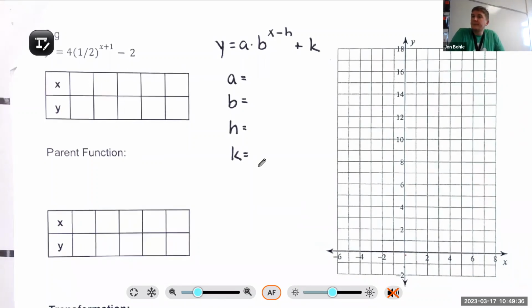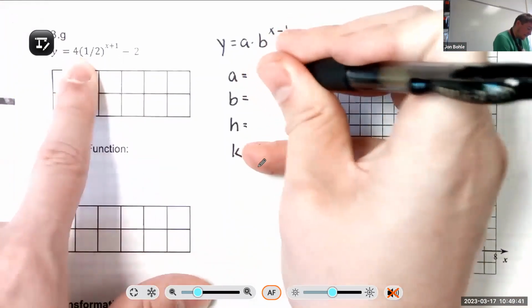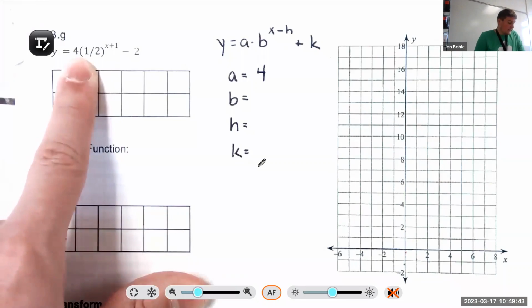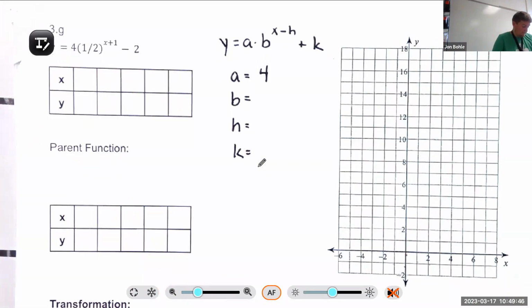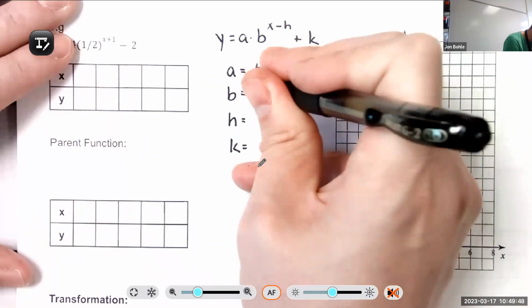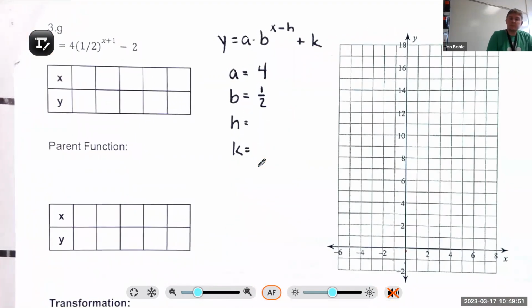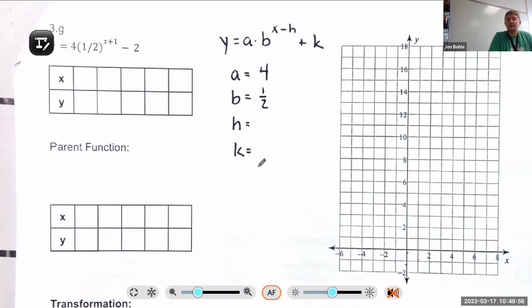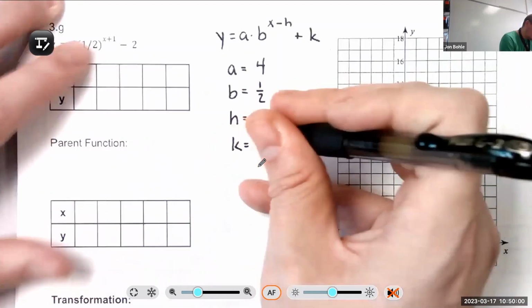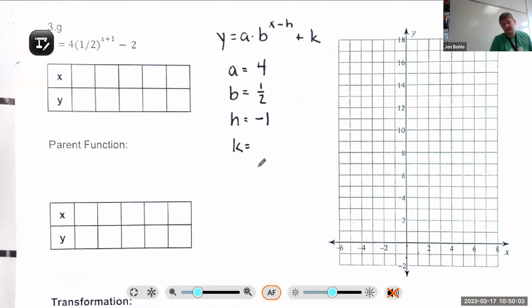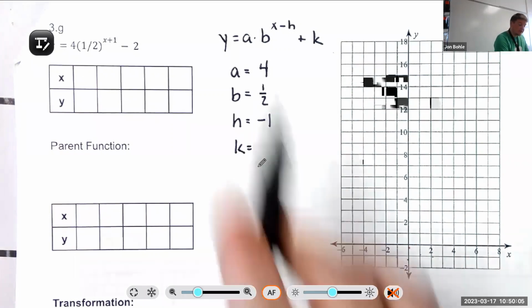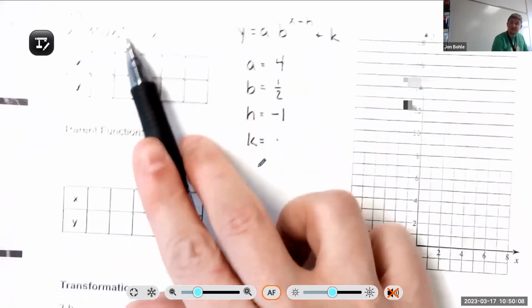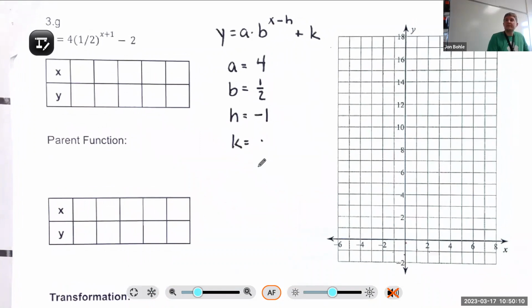What's my A value? 4. A is 4 here. Okay. What's my B value? 1/2. What's my H value? Gotta be careful with the H value. -1. It's -1. Remember, H is going to look backwards. It kind of looks like it should be positive. But it's actually a -1 because the formula says minus H, minus -1 is +1. What's K value?